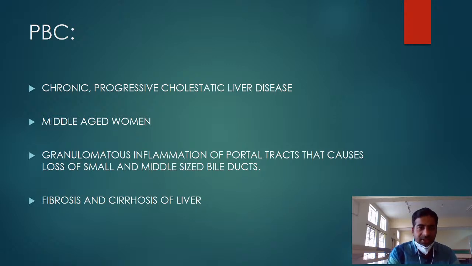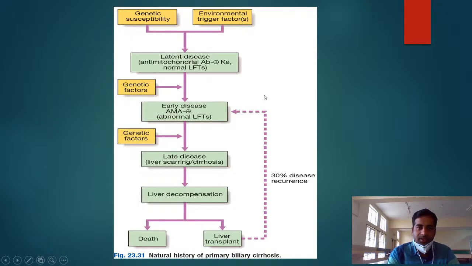Primary biliary cirrhosis, it is a chronic progressive cholestatic liver disease, more commonly seen in middle-aged women, and it is a granulomatous inflammation of the portal tracts which causes loss of small and middle-sized bile ducts. And there is also fibrosis and cirrhosis of the liver in the later stages. In the initial stages, you can only see the inflammation in the portal tracts, and then in stage 3 and stage 4 you can see fibrosis and cirrhosis. So it is a progressive cholestatic liver disease, which is very important, more commonly seen in middle-aged women.